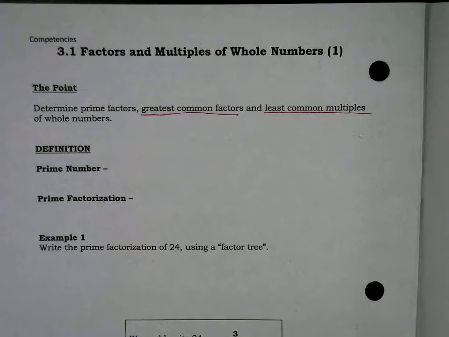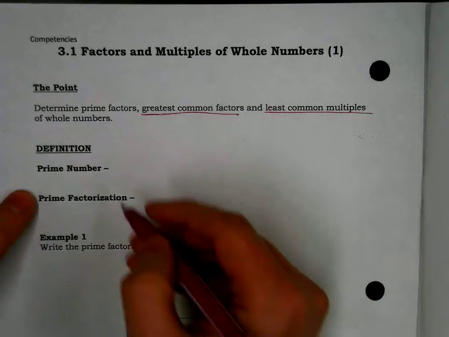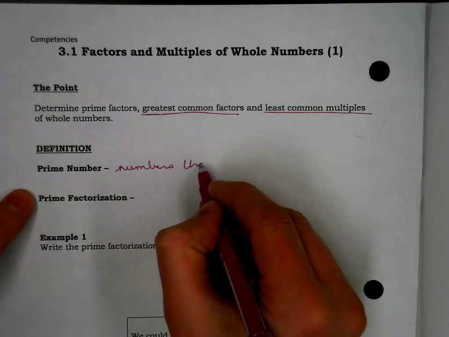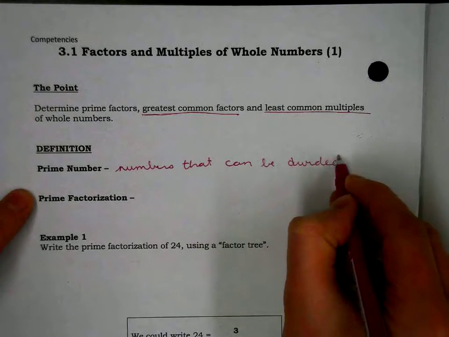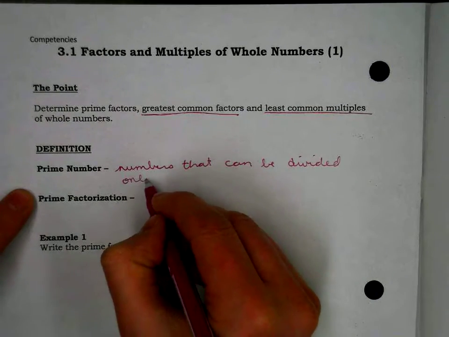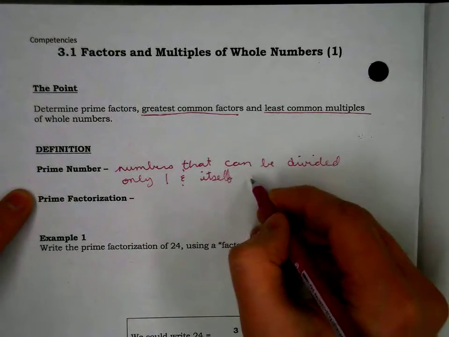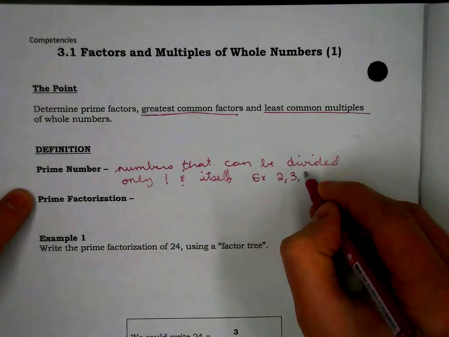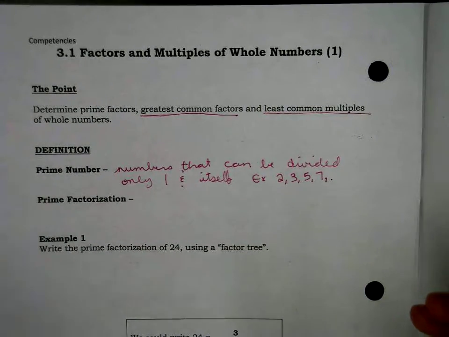These two outcomes of greatest common factors and least common multiples will ultimately be our goal. To start things off, I've mentioned the word prime factors and prime numbers, and this becomes our first definition. Prime numbers are numbers that can be divided only by 1 and itself. So this is a very specific set of numbers that begin with a 2, and then a 3, and then a 5, and then a 7, and you could ask yourself, what's next?